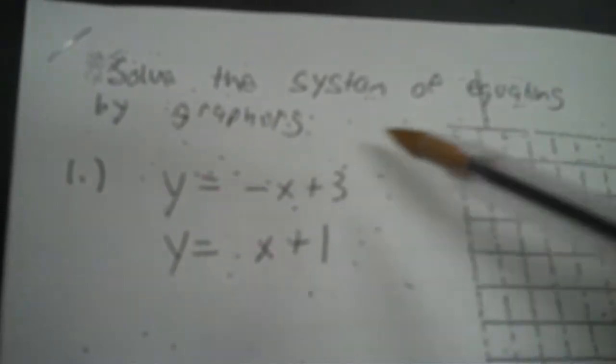Okay, systems of equations. Let's get right to it. Got a lot to cover here. Solve the systems of equations by graphing. You have to graph these two equations and find the coordinate where they intersect. That's the coordinate that's in both, that satisfies both equations.